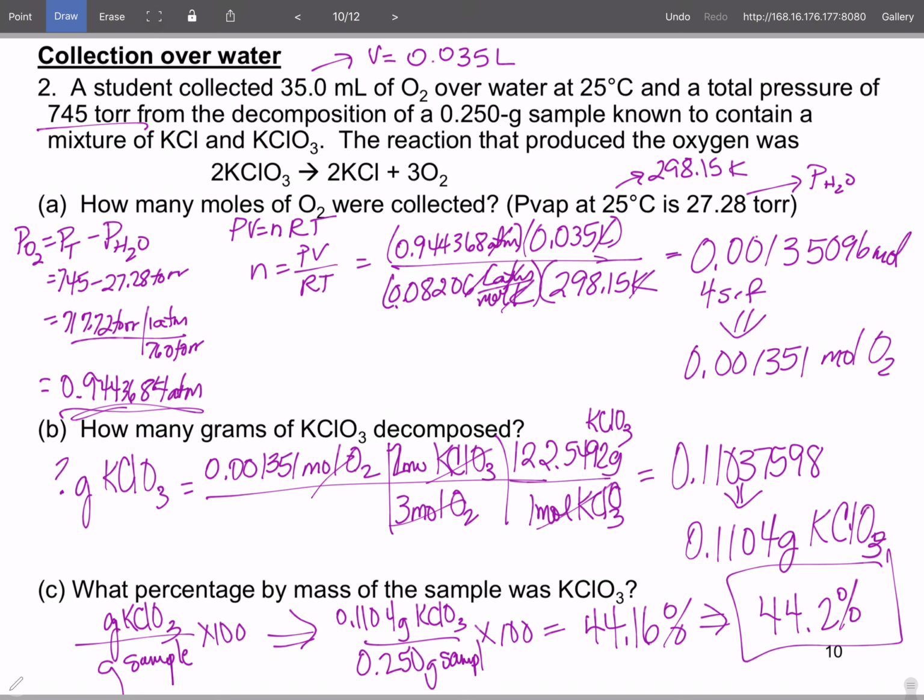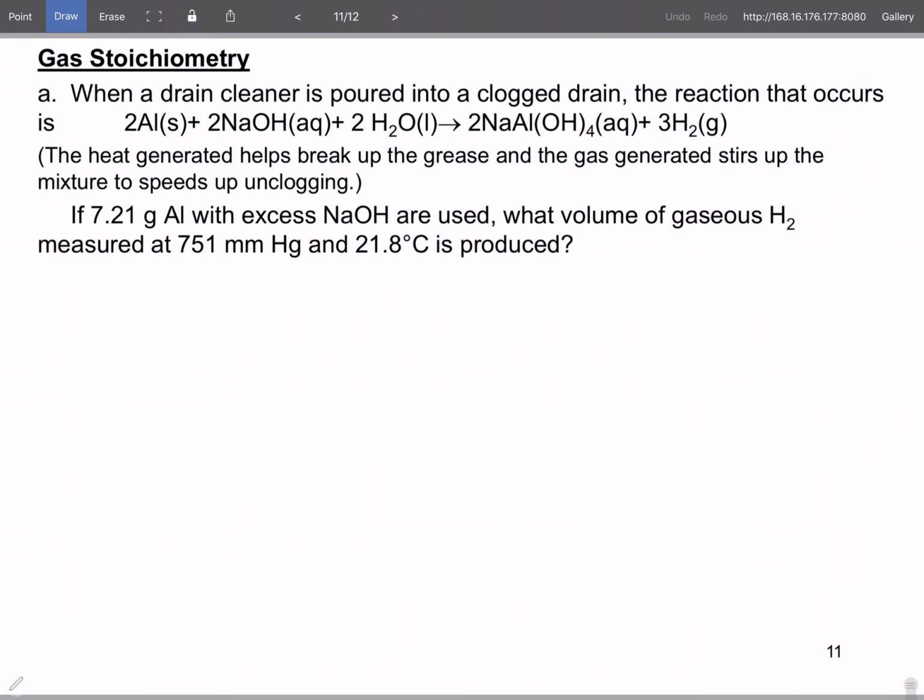So the beauty of this, or ugliness, is we're back to stoichiometry. I told you it would come together again and we would use it again. So we're going to do a couple more problems. First one is a drain cleaner. And remember the rule of thumb, if you're involving gases, you will either do the gas law first or the stoichiometry first, whichever one you need.